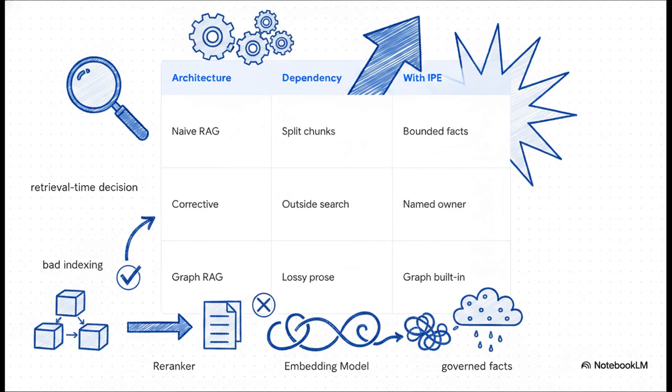If you map each of the 8 architectures to its retrieval time decision, you clearly see their current dependency on bad indexing and what completely changes with an IPE process worksheet. The real beauty here? The retrieval algorithm itself, the re-ranker, the embedding model, none of those change at all. But because you're feeding them complete, governed facts, the quality of what they operate on literally skyrockets. Let's break a few of these down.